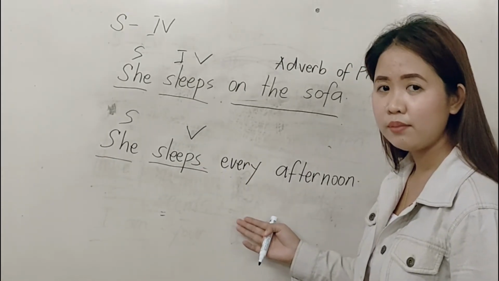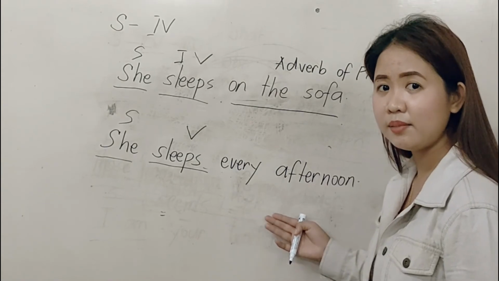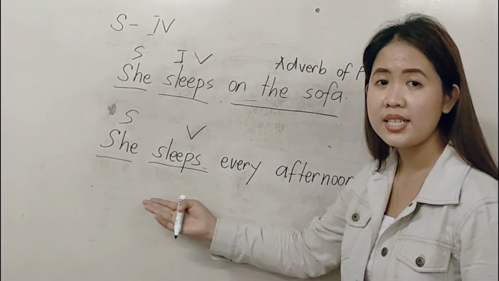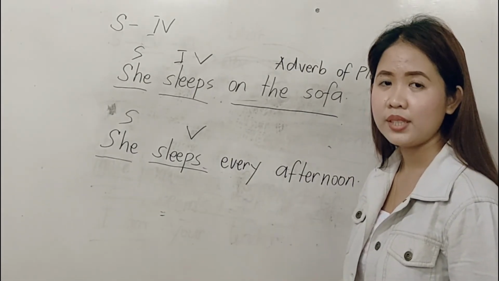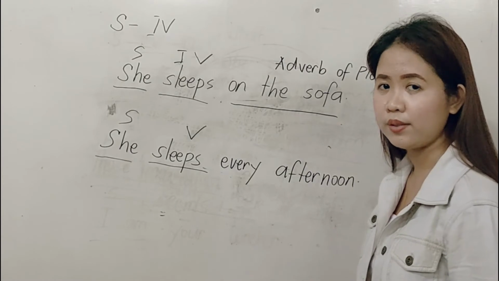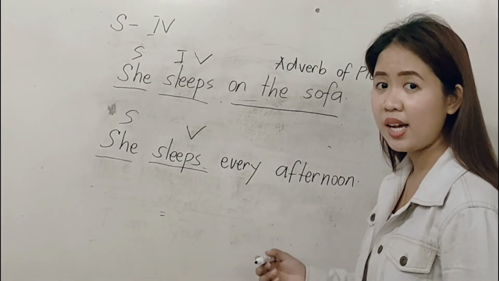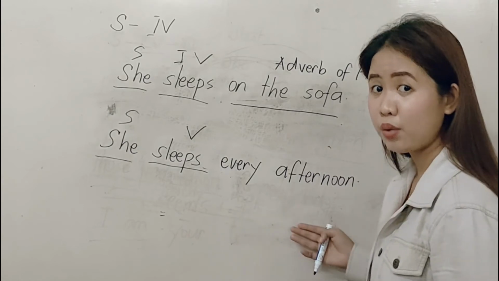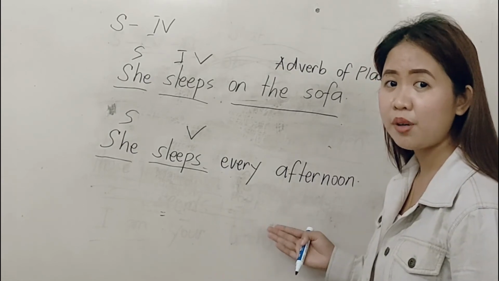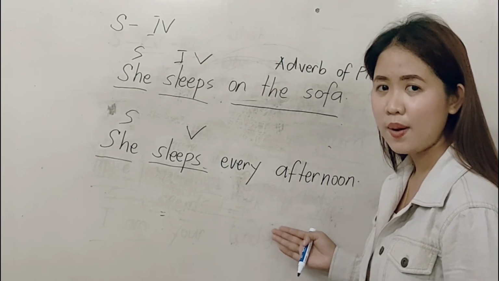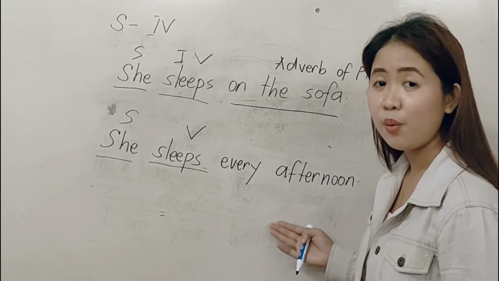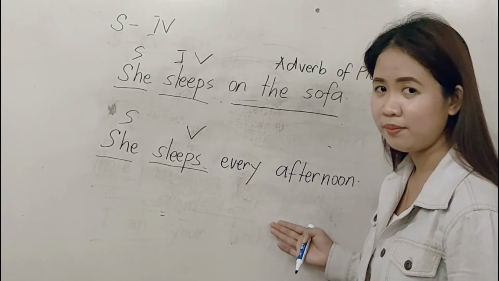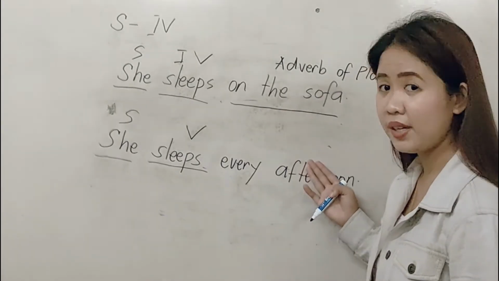Every afternoon is being added to tell us when she sleeps. Kailan siya natutulog? Or tuwing kailan siya natutulog? The answer is every afternoon. This is answerable by a when question, not by a what question, not by a who question. This is an adverb of time.